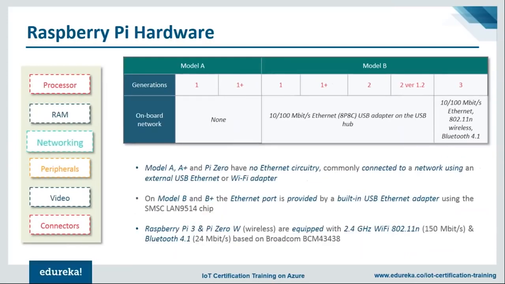Now moving forward, when you look at the networking capabilities, the Model A of Raspberry Pi did not have any such features. But from Model B of version 1 itself, you had an Ethernet port which was introduced here. And from version 3, you also have Wi-Fi and Bluetooth capabilities introduced here as well.